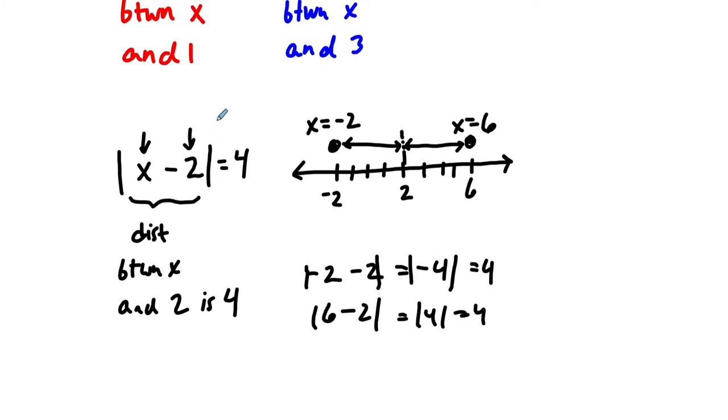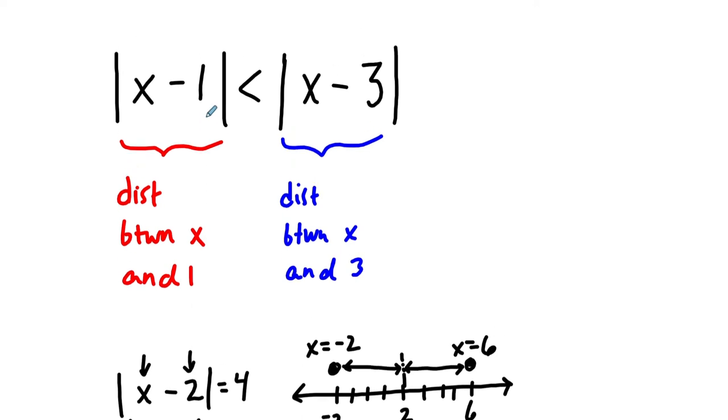And if we do, then we go up here. What is this saying? This is just saying that the distance between the number we pick and 1 has to be smaller than the distance between that number and 3. So pick a number, and the distance between it and 1 is less than the distance between that number and 3. Why don't you pause the video and think about what that might be?